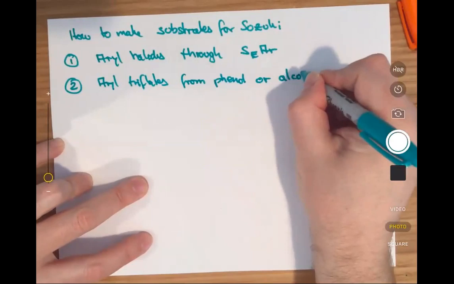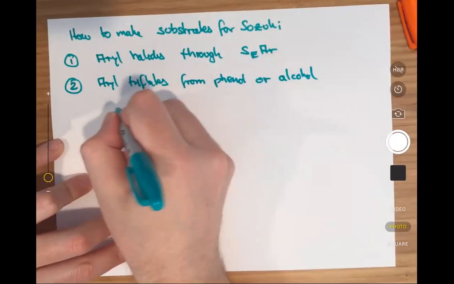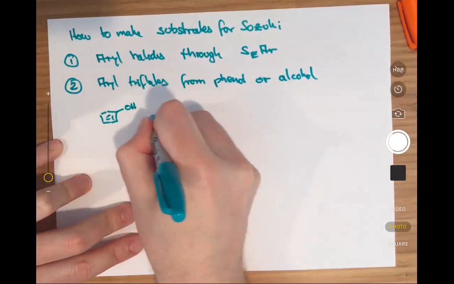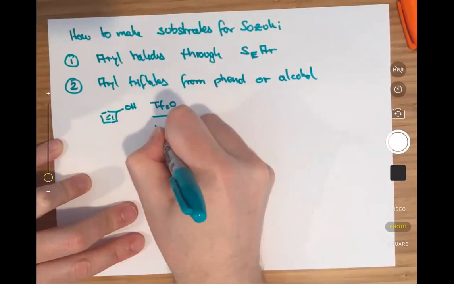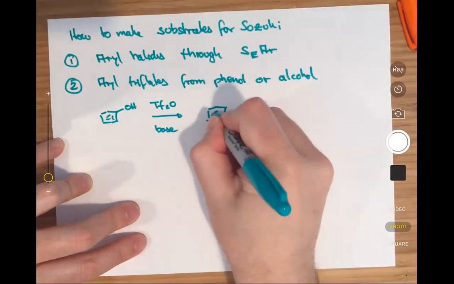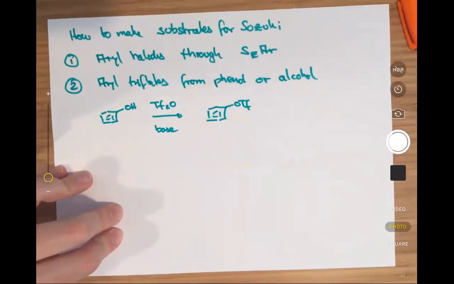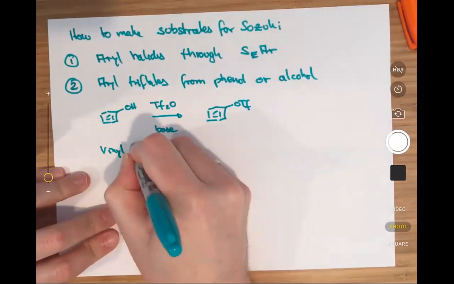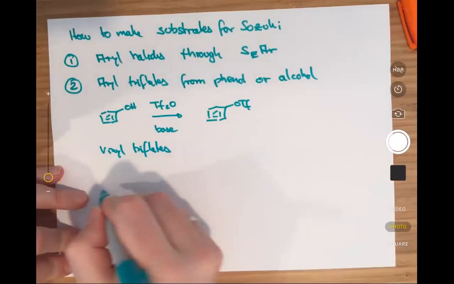So you could, for example, get OH and you treat this with triflic anhydride and a base, and what you get is the triflate. We've seen this before in one of the examples, right? So that's relatively straightforward. But there's another trick that you can use in order to make the vinyl triflates. So vinyl triflates, and we've seen this before too. So let's say you could, for example, start out with a ketone.